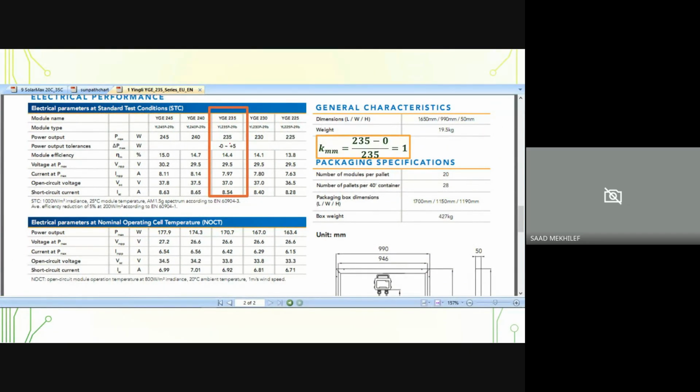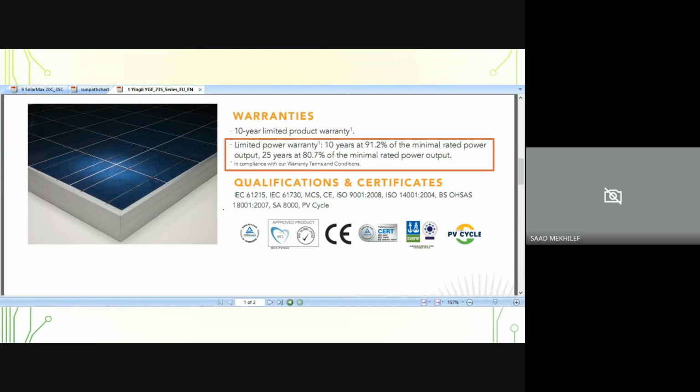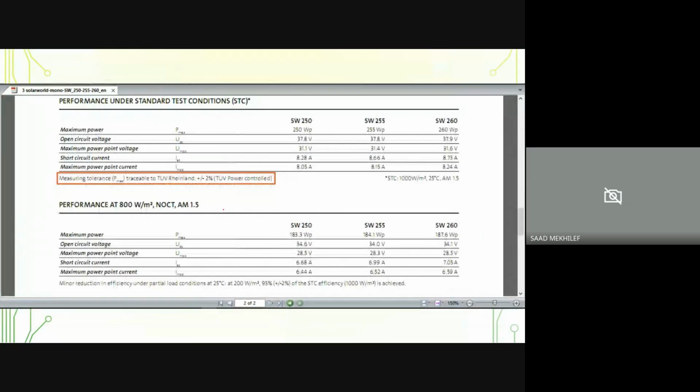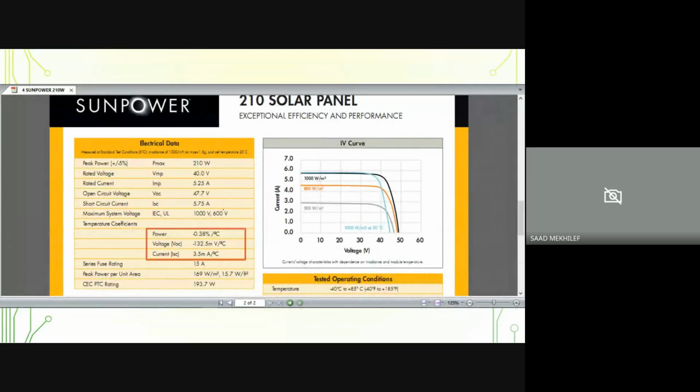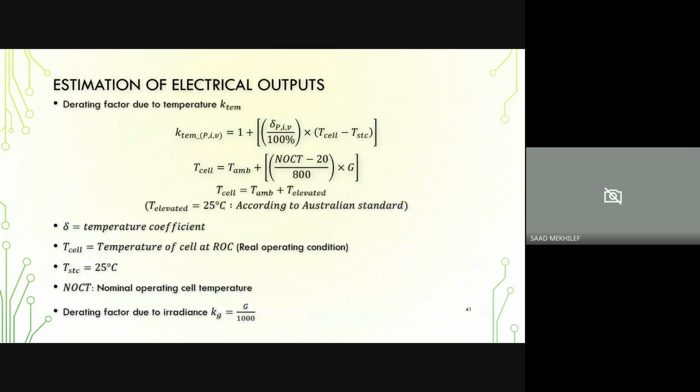So I explained the data sheet before. We need to know how to read the data sheet. The temperature coefficient is very important, thermal. All right, the rating, I think I have explained this one, this data sheet also. Let me go back. Yeah, I think we have explained this MPPT already.